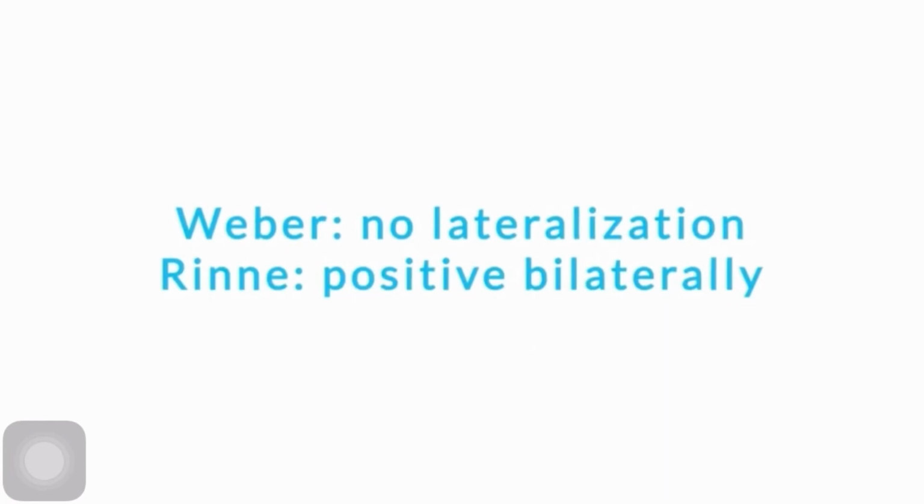Let's come to the third example. So Weber's test showed no lateralization. So there could be two possibilities. One is that the ear is normal and thus both the ears hear normally, or there could be bilateral hearing loss. Now Rinne's test. So Rinne's test shows positive bilaterally. That means there is no conductive hearing loss in both the ears. So there can be bilateral sensorineural hearing loss, or there could be normal ears.